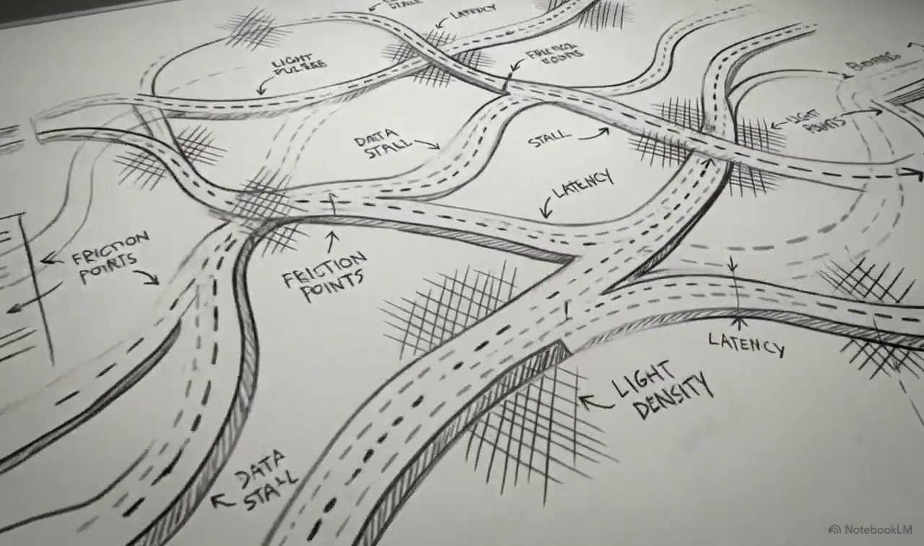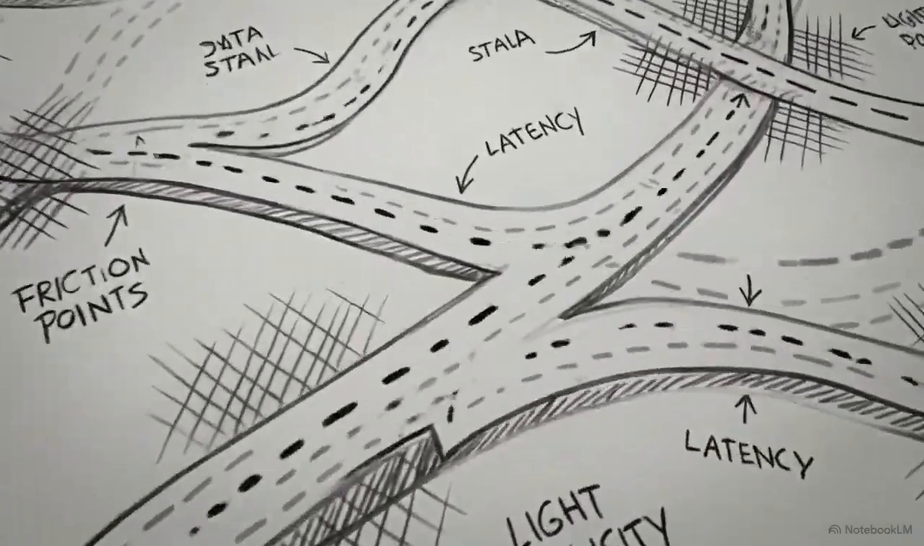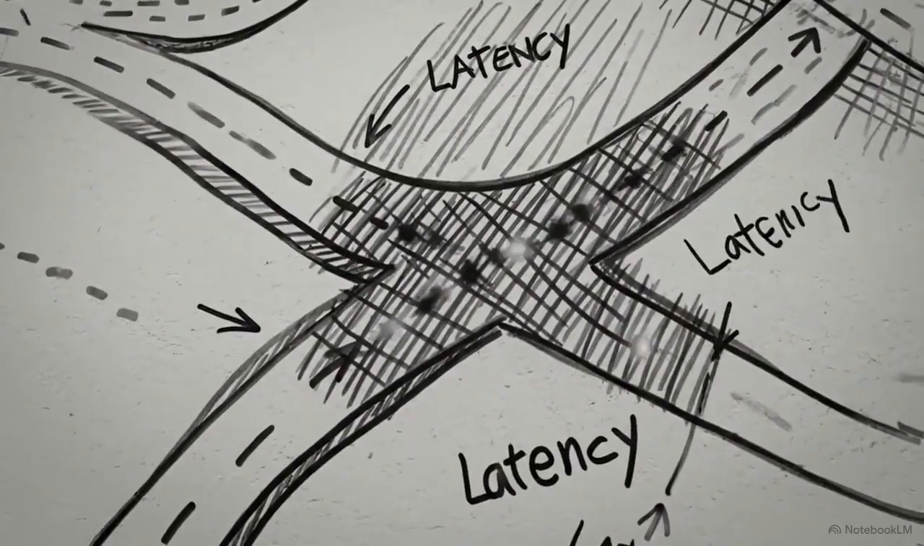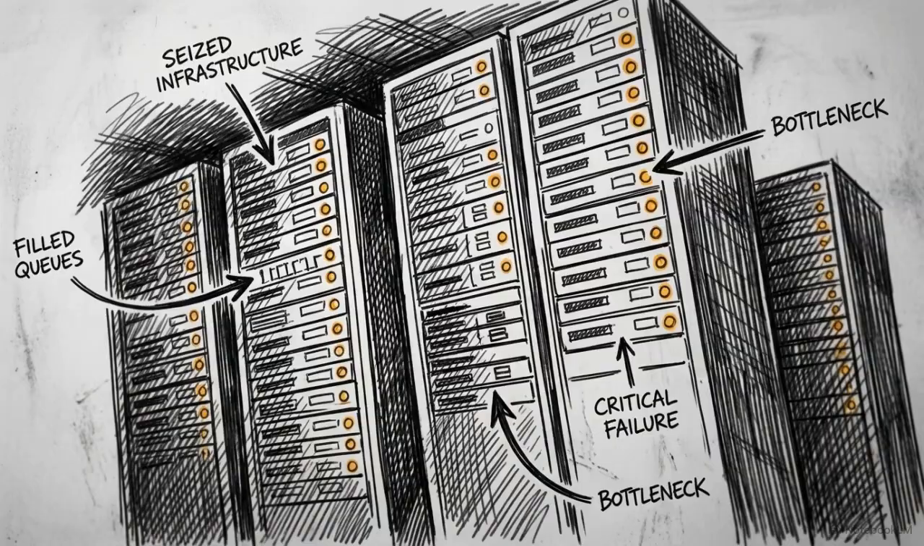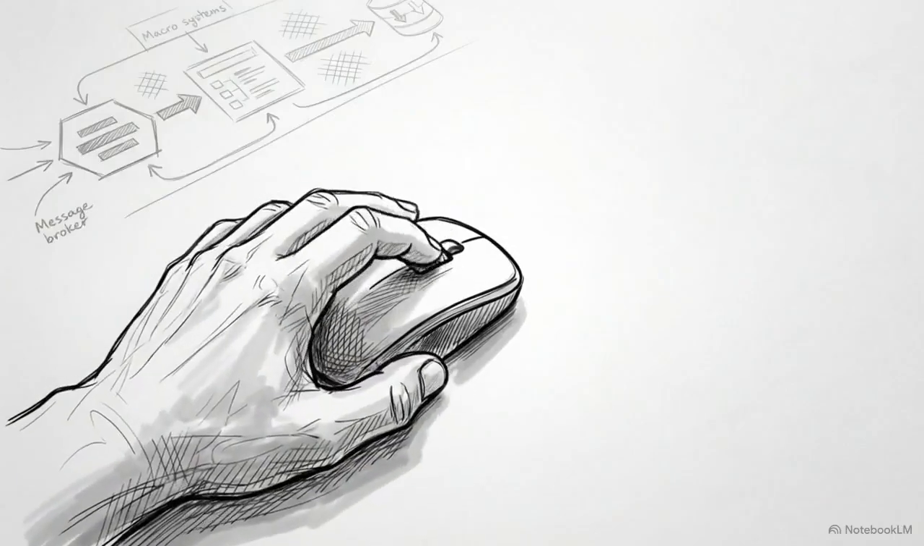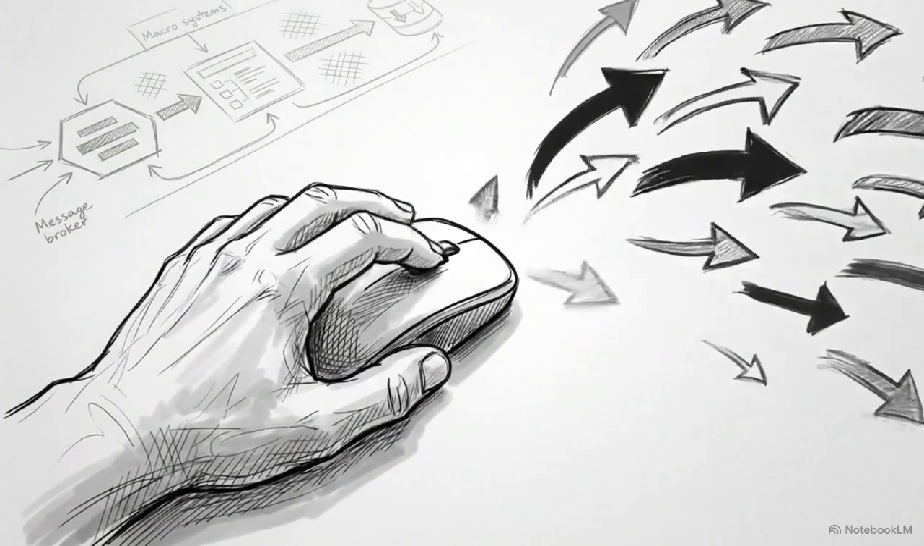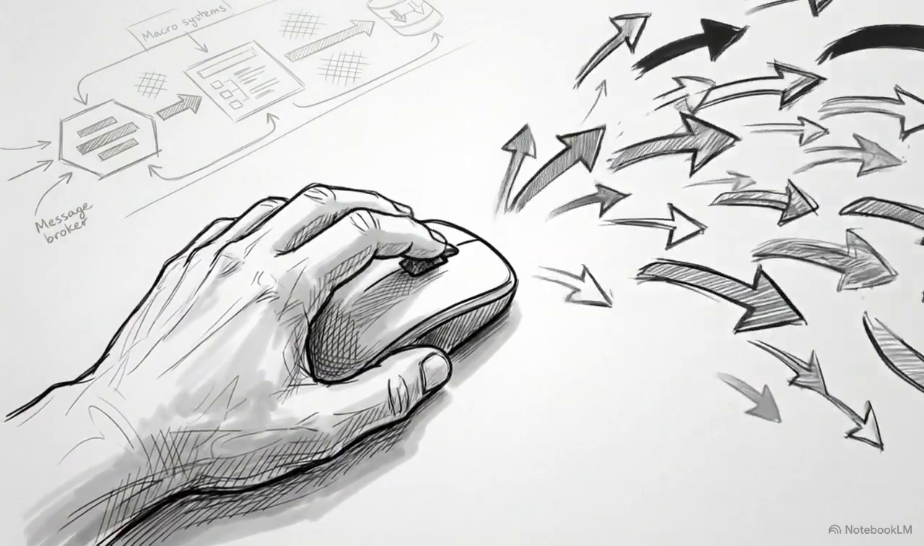When traffic surges in a high-volume digital environment, failure rarely starts with a catastrophic crash. It begins with friction. Nodes slow down, queues fill, and the infrastructure seizes under the weight of interconnected dependencies. At the origin of this infrastructure is a standard business action. A user clicks a button, expecting an instantaneous confirmation.